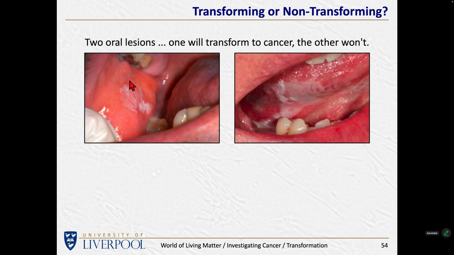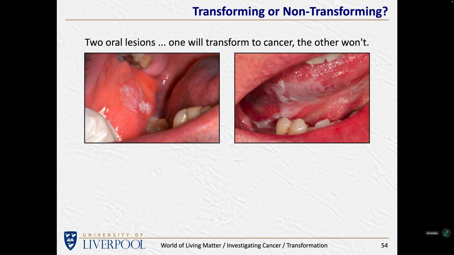So there's a white patch in this person's mouth on the cheek, and there's a white patch in this person's mouth that seems to be on the underside of the tongue. Now, you can't really tell the difference from looking at it. A dentist or an individual looking inside your mouth might be able to say, that's a white patch, I think we ought to get that checked out. But just by looking at it, you can't tell if it will transform to cancer or not.